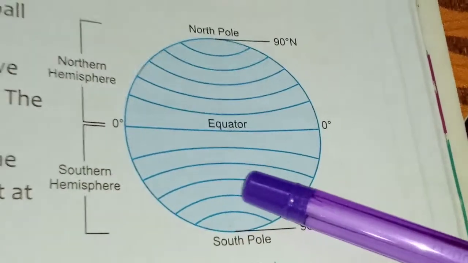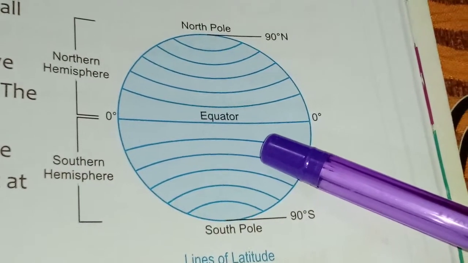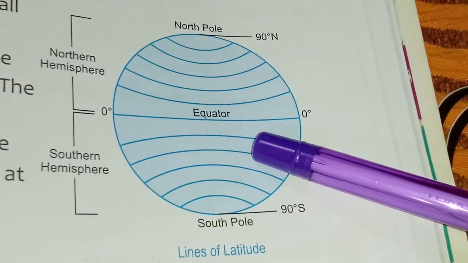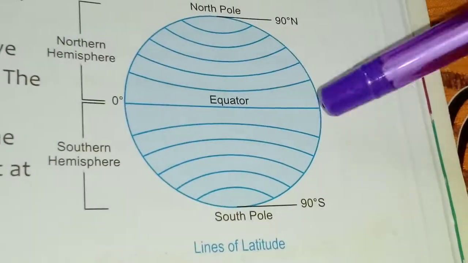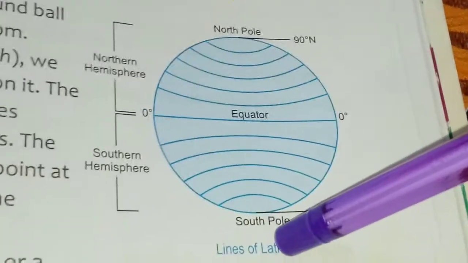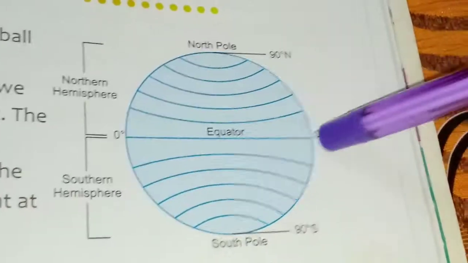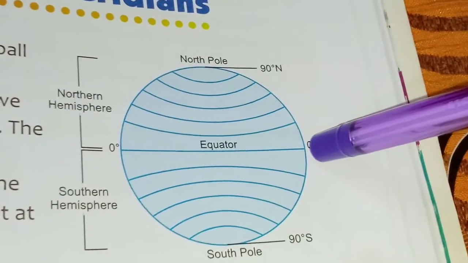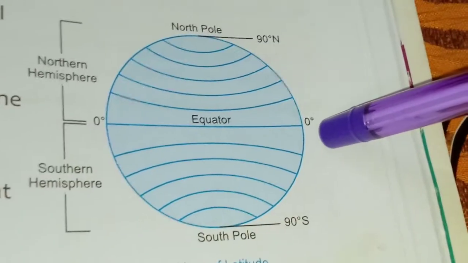And now I am telling you the characteristics or features of parallels of latitude. There are actually 181 latitudes including the equator. Here in the northern hemisphere 90, in the southern hemisphere 90, and the 0 degree. So 90 plus 90 plus 1, total 181 latitudes. The largest parallel is the equator, which is also known as the Great Circle.